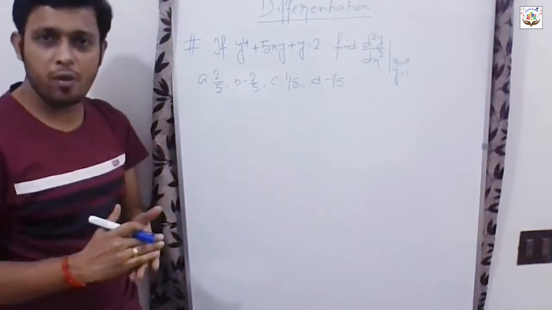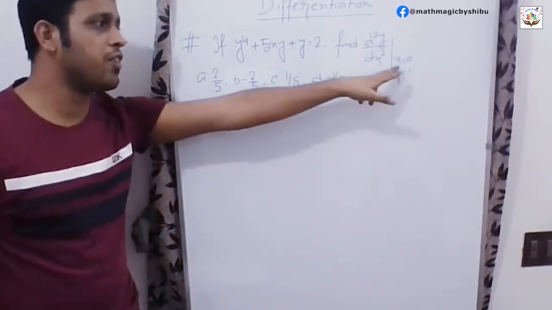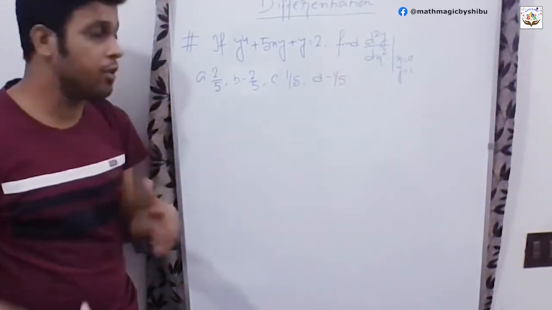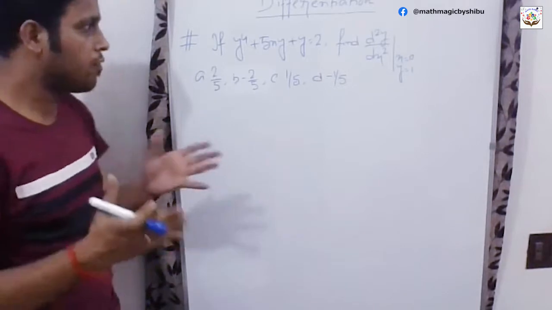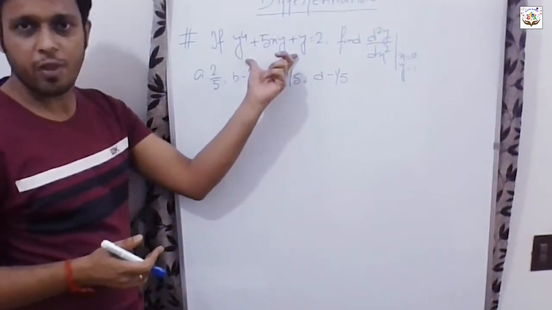So to find d2y by dx square, we have to find dy dx at first. Then after, we will put this value to get the desired answer, and we will search from the options, right? So the first step, as you know, is to differentiate this expression with respect to x.